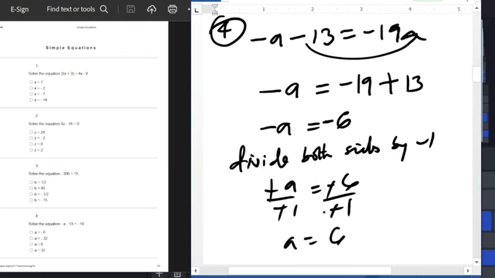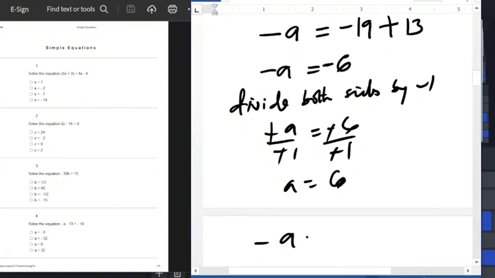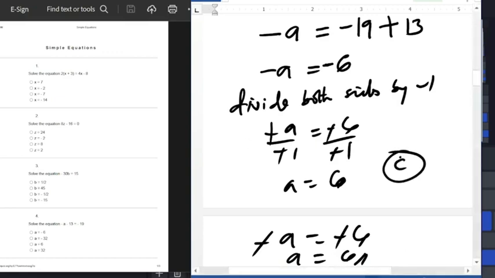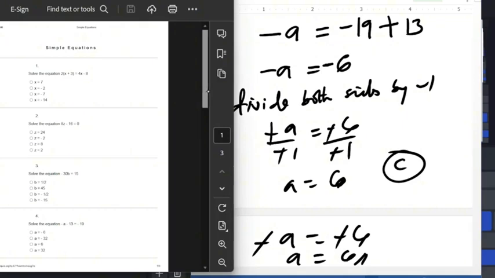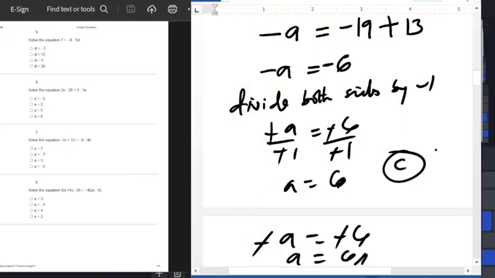And at the same time, instead of writing the divide both sides, just minus cancel minus. As you have it like this, minus A equals to minus 6, so minus cancel minus. Therefore, A equals to 6. Still the same thing. That's option C. So the next is question number 5.